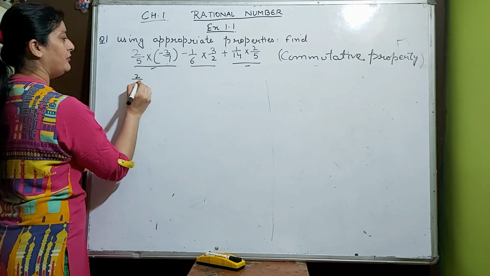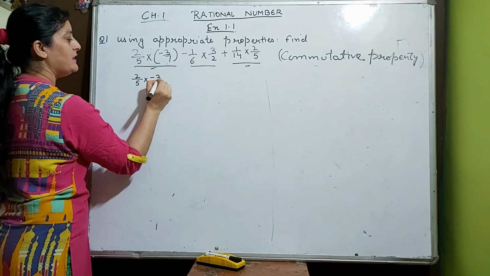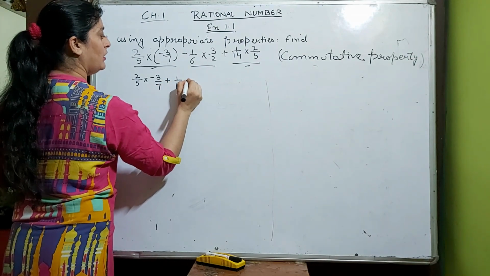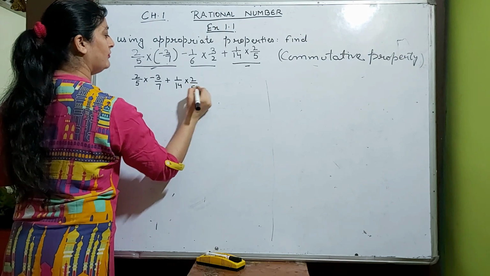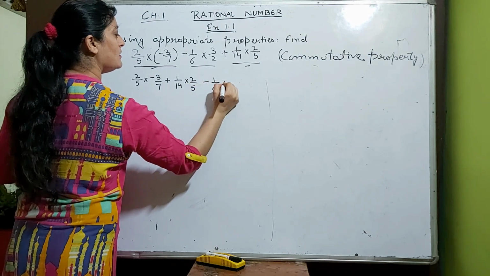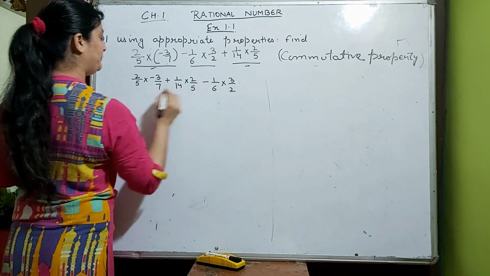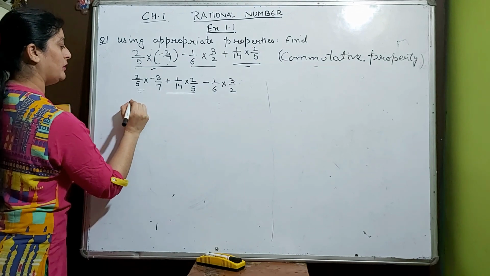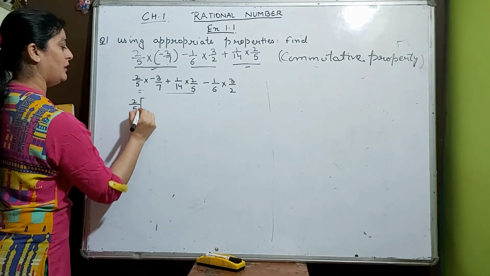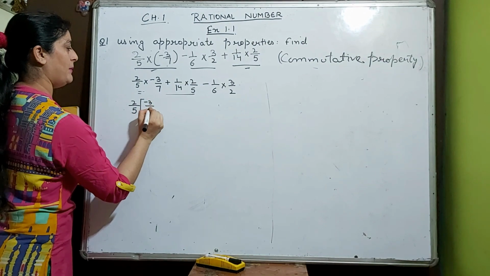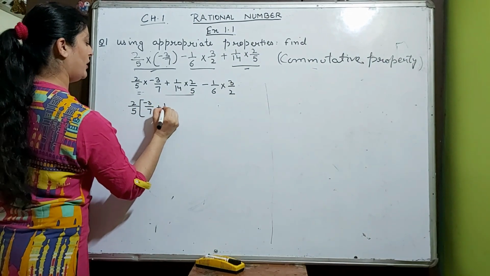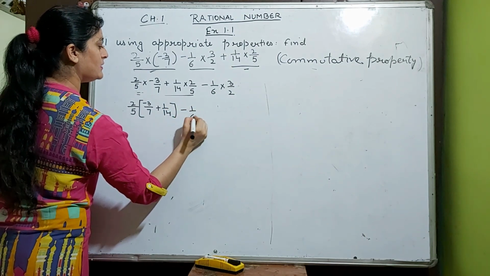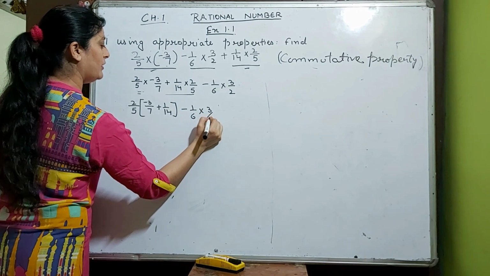2 by 5 into minus 3 by 7 plus 1 by 14 into 2 by 5. Now 1 by 6 into 3 by 2. Look at here. We are going to take 2 by 5 common. Here left minus 3 by 7 plus 1 by 14. And there is minus 1 by 6 into 3 by 2.